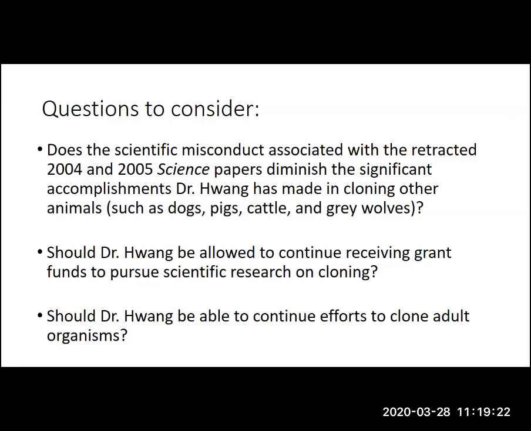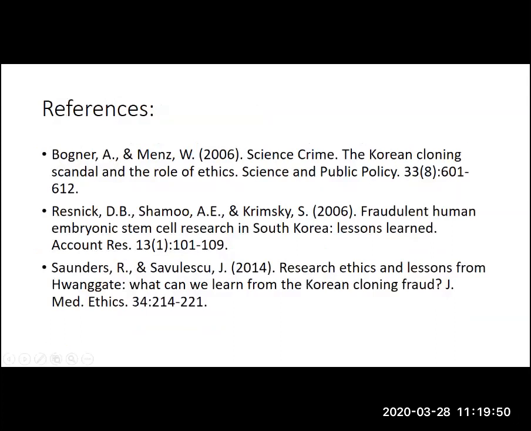Should Dr. Huang be allowed to continue receiving grant funds to pursue scientific research on cloning or potentially other topics? Or, even beyond that, should Dr. Huang be able to continue efforts to clone adult organisms? Basically, if he's had misconduct in the past, how do we ensure the veracity or accuracy of the results he has going forward? Some of the references associated with this are included in the slide.